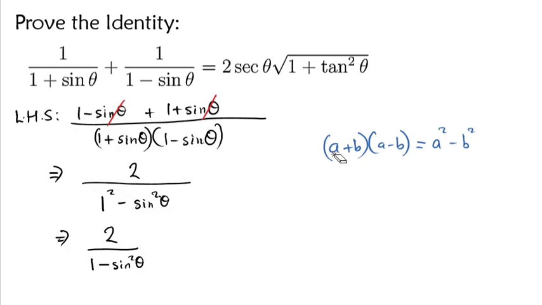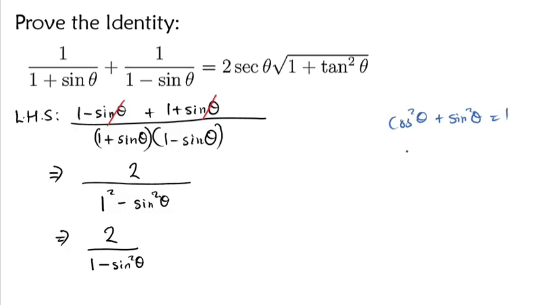Now, 1 minus sine squared theta is simply cos squared, and here's the reason why. Remember, cos squared theta plus sine squared theta is equal to 1. So cos squared is equal to 1 minus sine squared. So I can replace this with 2 over cos squared according to that identity.